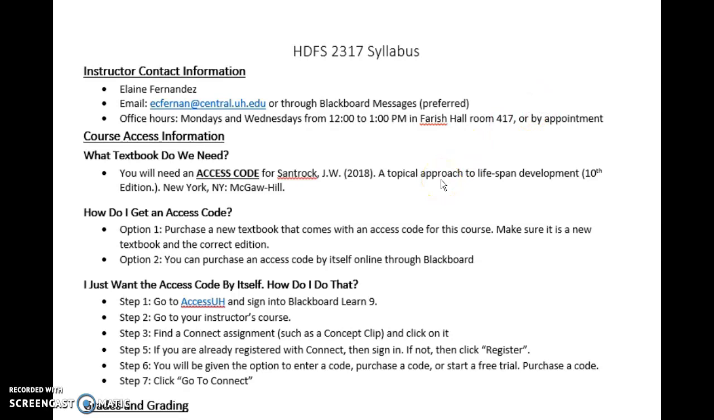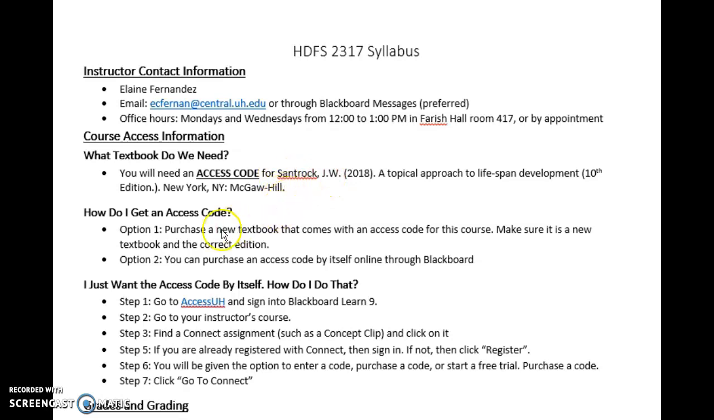For this course, you will need the 10th edition of A Topical Approach to Lifespan Development, and specifically you'll need the access code for this. If you have an access code, you'll have access to an online version of the textbook, but some people like to have a paper textbook. I'm one of those people. But the most important thing is having the access code.